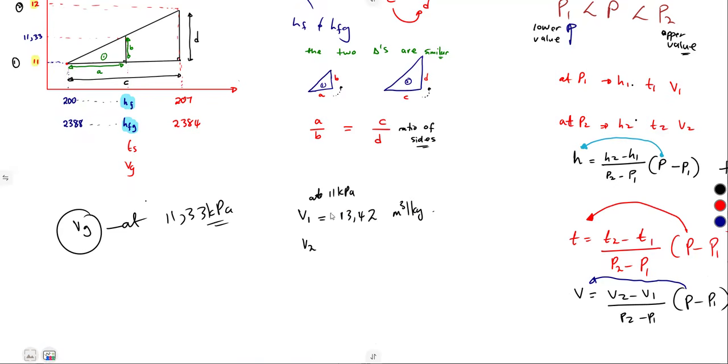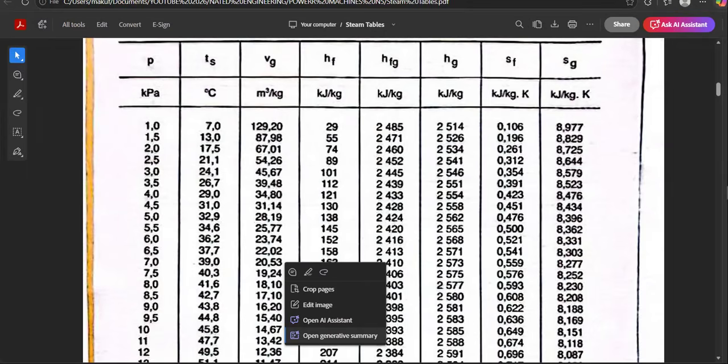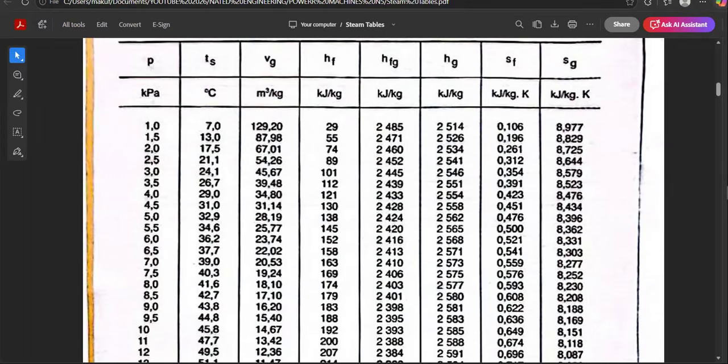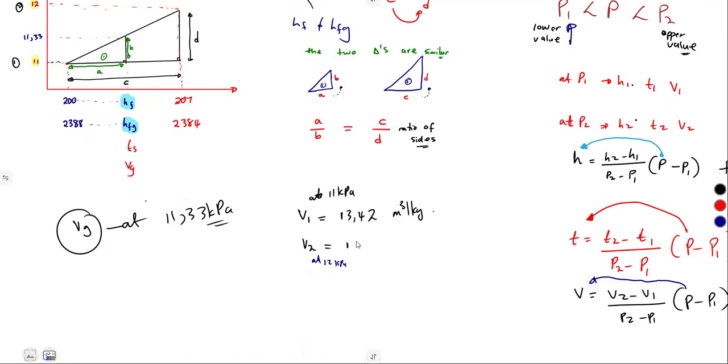You can even just leave it. Then V2, as we're also going to need that. V2 is the one at the maximum pressure, at 12. So at 12 kilopascal, what is the value of VG? That's your V2. At 12 kilopascal, your VG is 12,36. That will be your V2 corresponding to that.